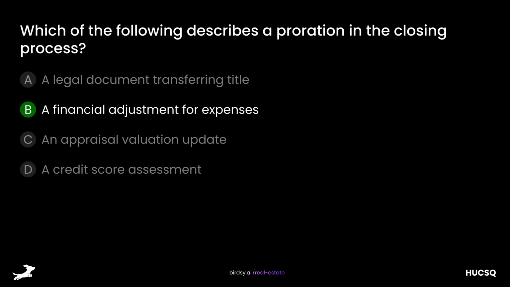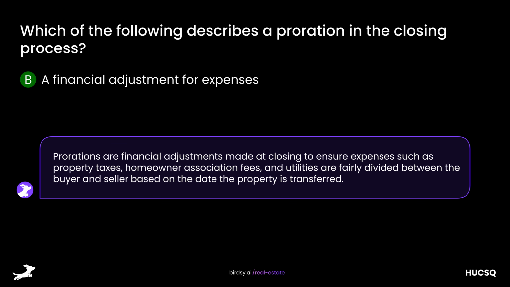The answer is B, a financial adjustment for expenses. Prorations are financial adjustments made at closing to ensure expenses such as property taxes, homeowner association fees, and utilities are fairly divided between the buyer and seller based on the date the property is transferred.